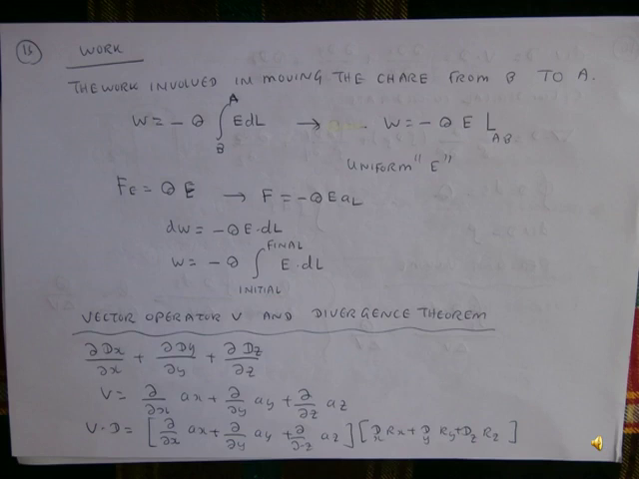And the vector operator del and the divergence theorem. In this case, del Dx by del x plus del Dy by del y plus del Dz by del z. This is for the divergence theorem. In this case, our del is equal to del by del x a_x plus del by del y a_y plus del by del z a_z. So del dot D is equal to del by del x a_x plus del by del y a_y plus del by del z a_z, multiplied with Dx a_x plus Dy a_y plus Dz a_z. In this case, Dx, Dy, Dz are the x direction, y direction and z direction components, and a_x, a_y, a_z are the unit vectors of the magnitude.